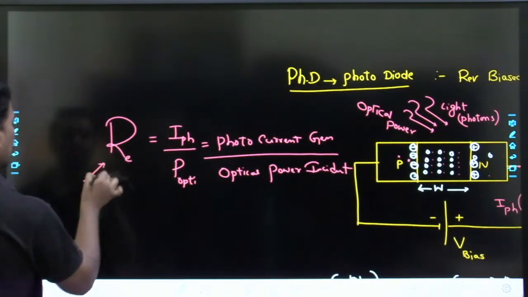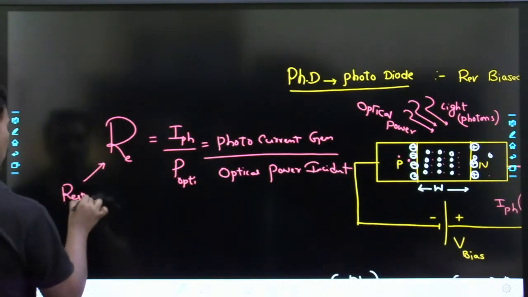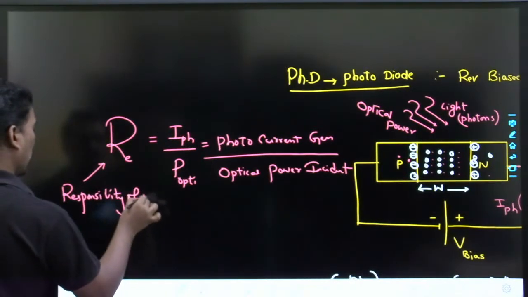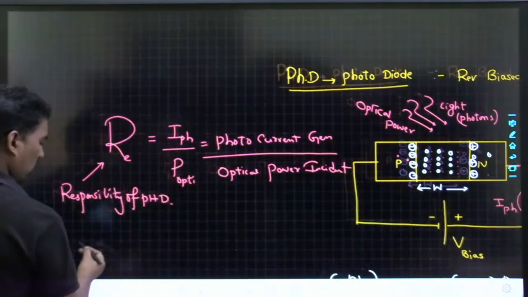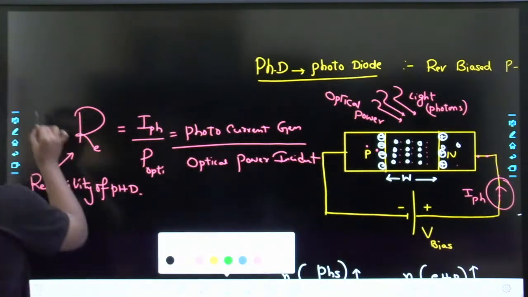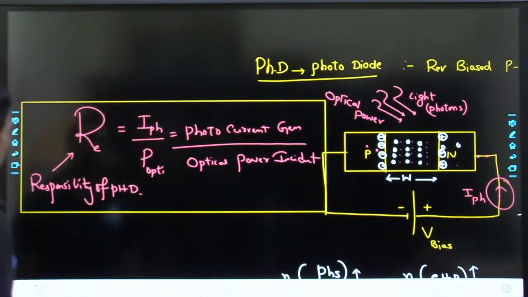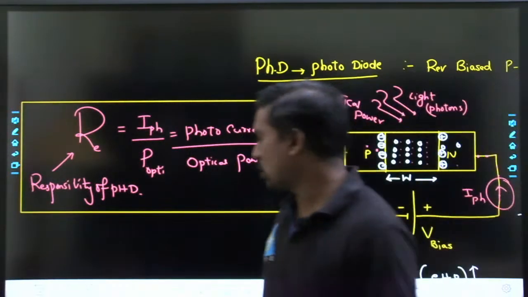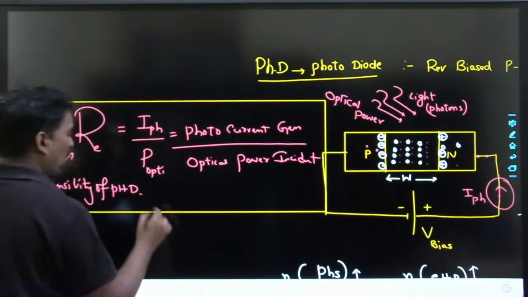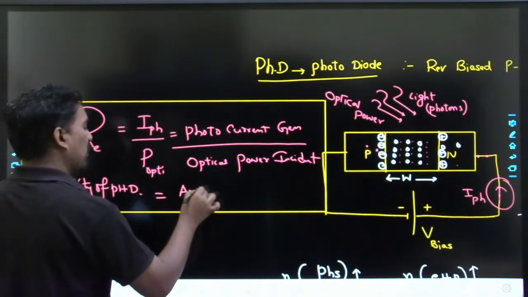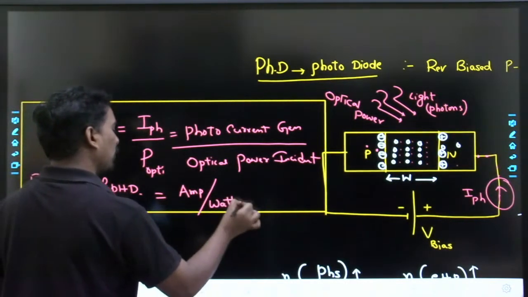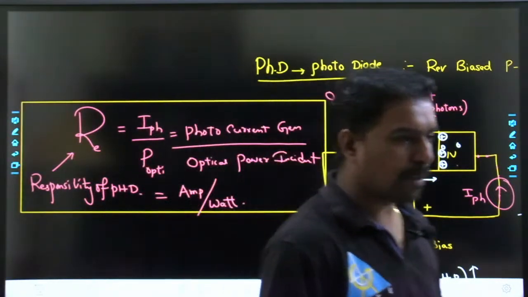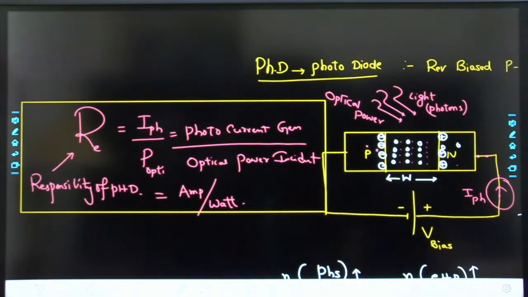This is what we call the responsivity of the photodiode. Is it clear, my dear students? Responsivity of the photodiode is also important. The units are ampere per watt. You should have an idea of all this terminology. Clear, my dear students?